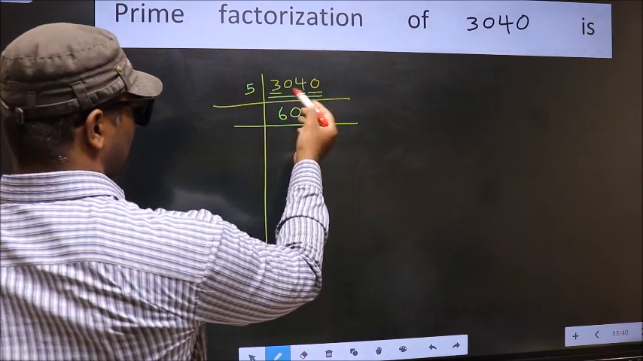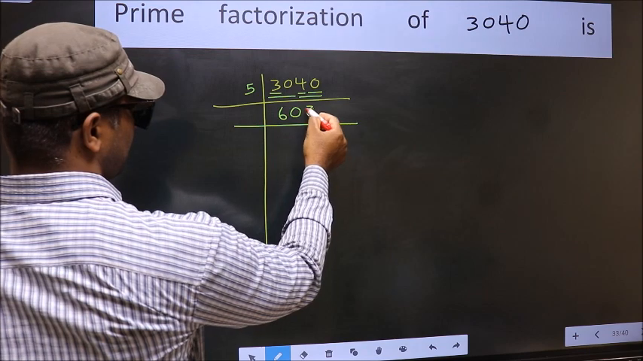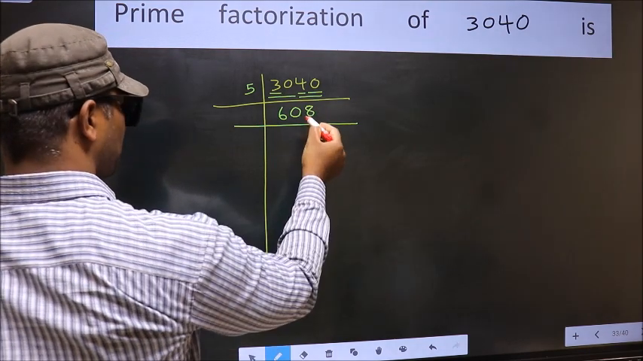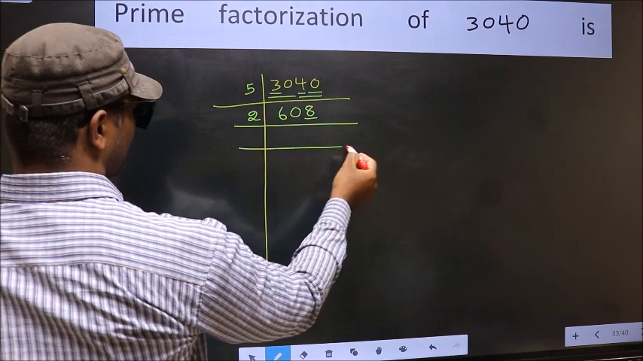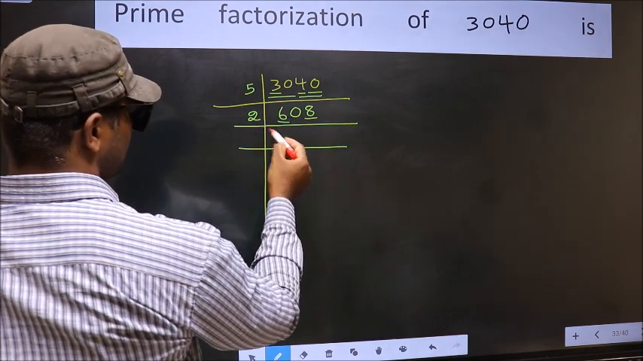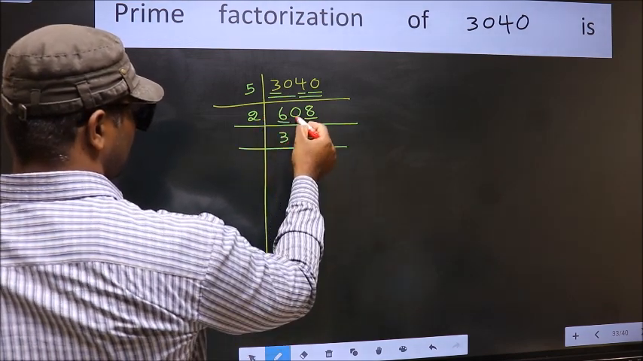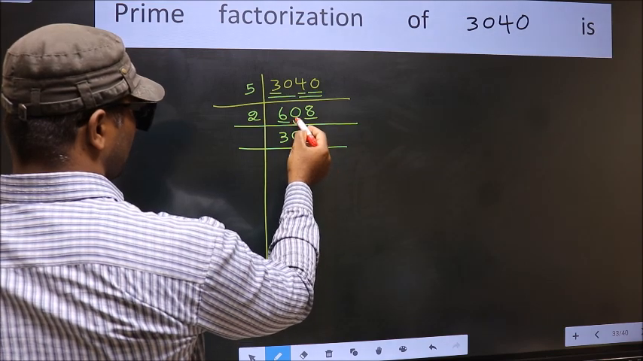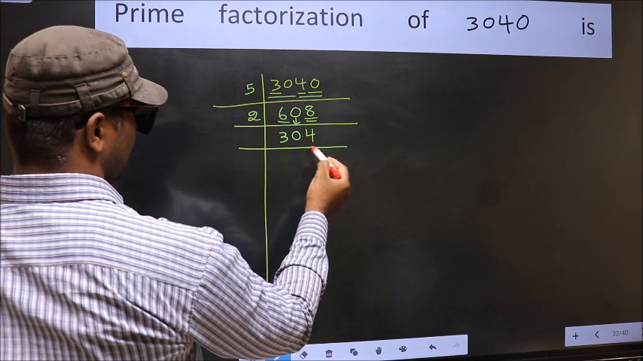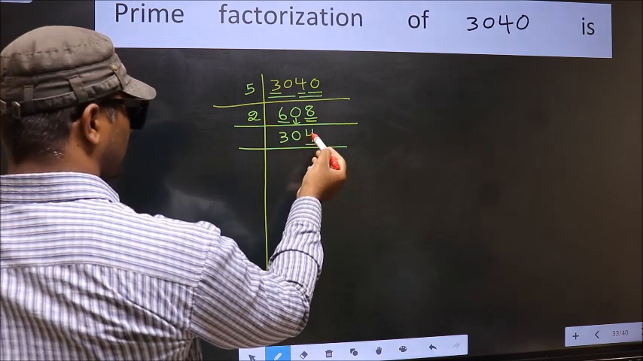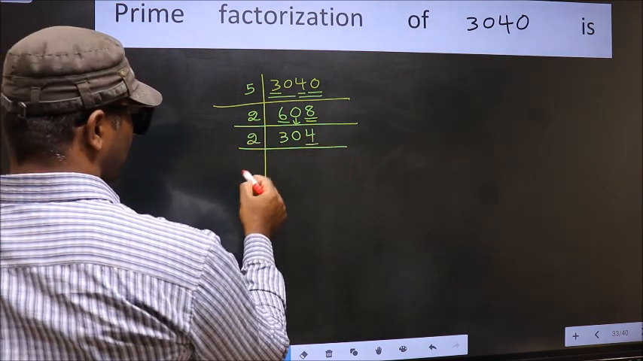Anywhere else, if you have taken 2 numbers, then 0 is a must. Now 40, when do we get 40 in the 5 table? 5 8s 40. Last digit 8, even, so take 2. First number 6, when do we get 6 in the 2 table? 2 3 6. This 0 comes down as it is. The other number 8, when do we get 8 in the 2 table? 2 4 8.